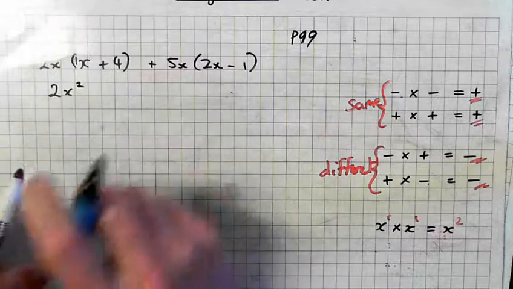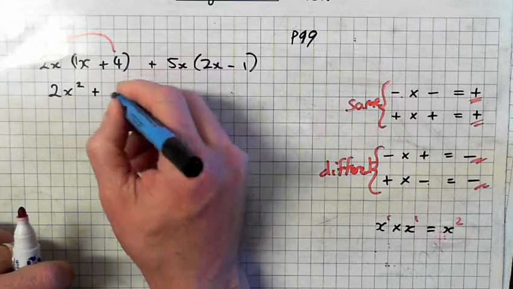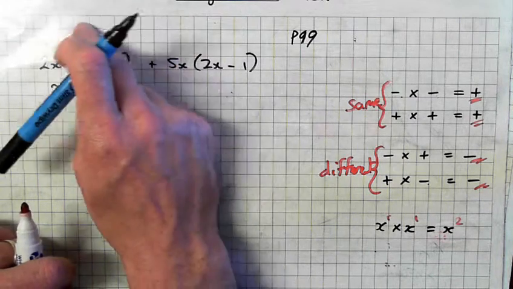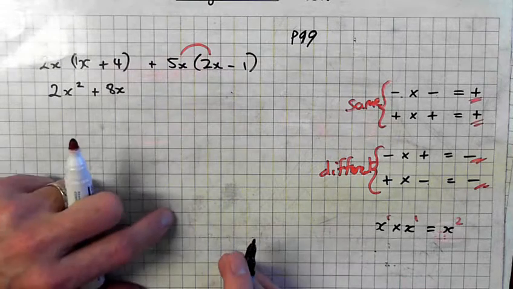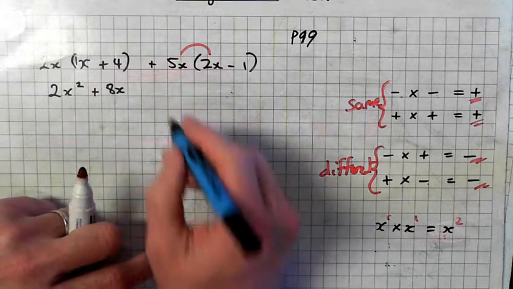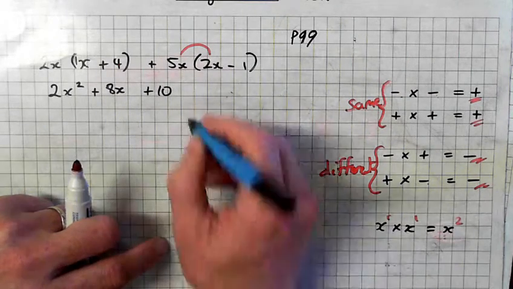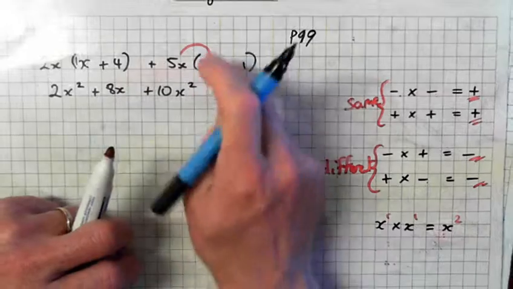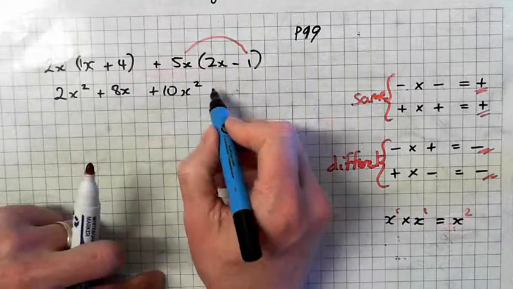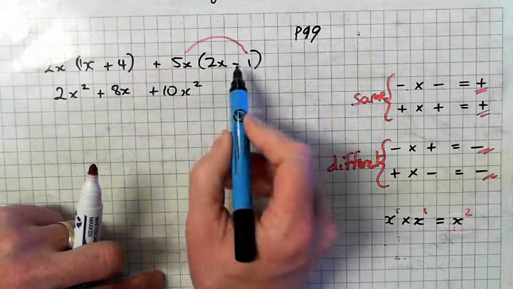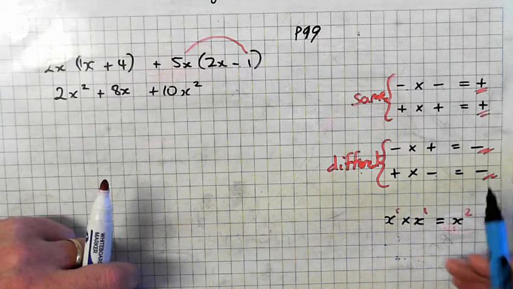Alright. 2x times 4. 8x. 5x times 2x. So you multiply 5 times 2 first. 10. And you multiply x times x is x squared. Now you go 5x times minus 1. Minus 5x. Plus times a minus. The signs are different. If the signs are different, you get a negative.